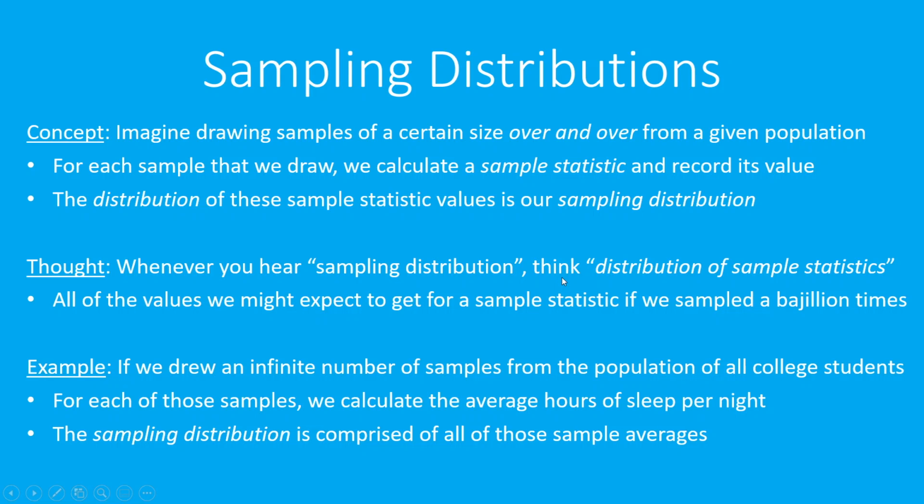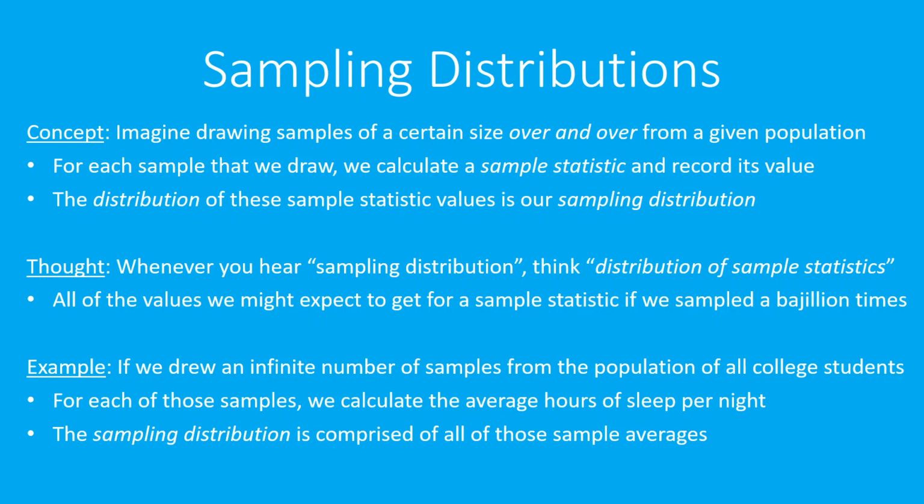In real life, we wouldn't do this often, but just conceptually, the sampling distribution, just imagine drawing samples from the same population over and over. And again, for each of those samples, we calculate a sample statistic and record its value. And those were our 4 sample averages in the visual that we just saw. Well, the distribution of these sample statistic values is our sampling distribution. That's all a sampling distribution is.